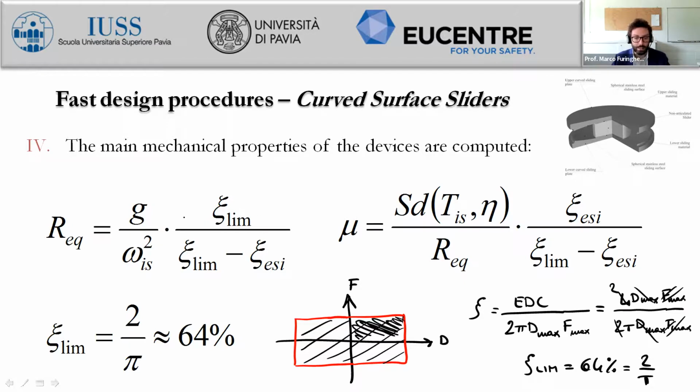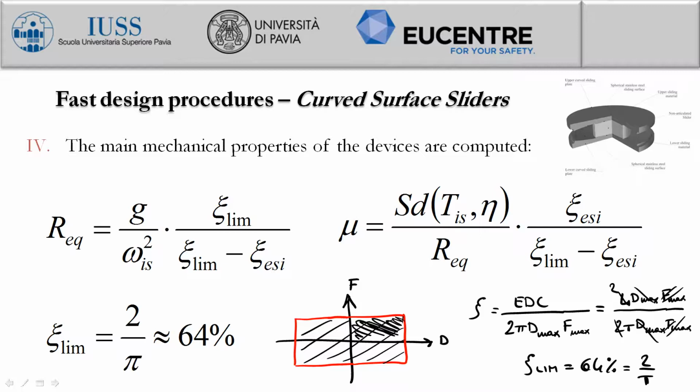So instead of having 2 over pi along the expressions, it is better just to write Xi limit. And this is just a ratio among the different values of damping ratios, and the same here. And concerning the friction coefficient, you have to compute the displacement demand, and then the R equivalent, which is computed with the previous one, and then the multiplication by this ratio of damping ratios.